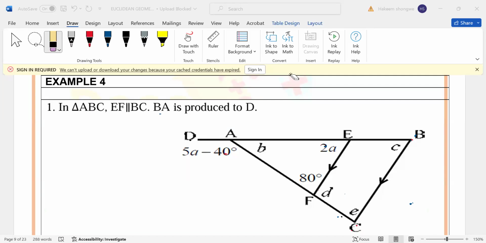So what is it that we have here? We have the following statement. We have triangle ABC. Now, triangle ABC, one thing that you can do is to highlight the triangle that they're talking about.